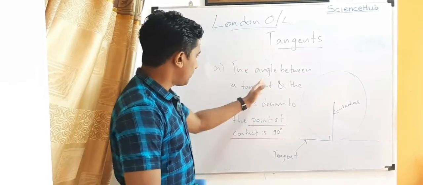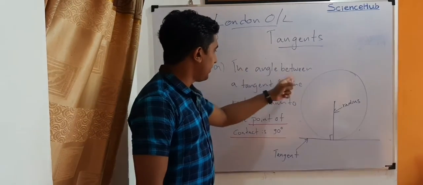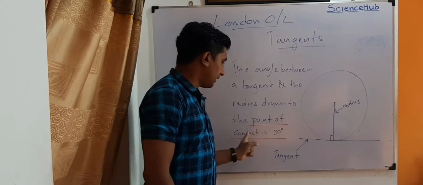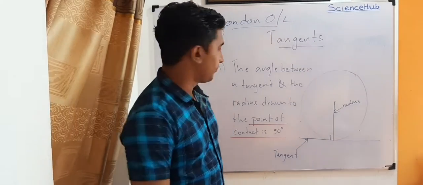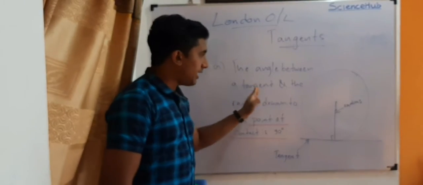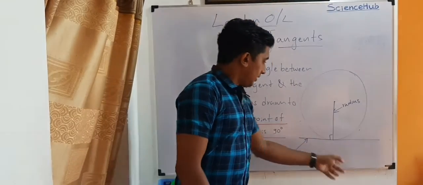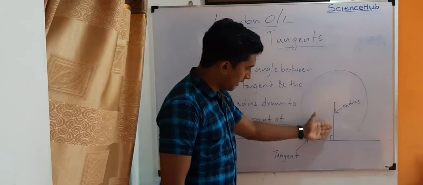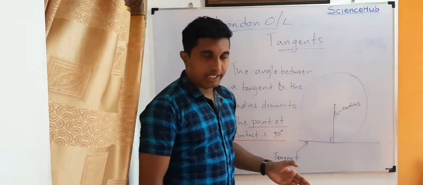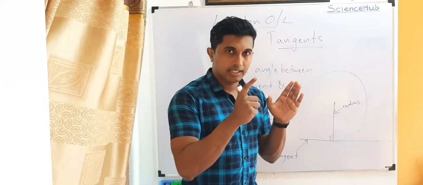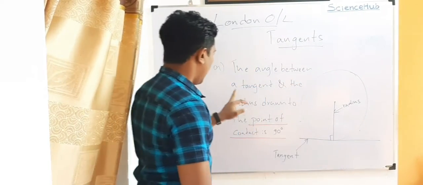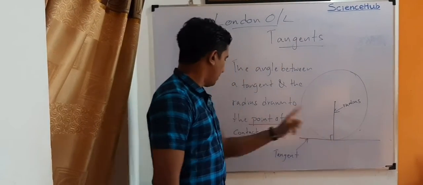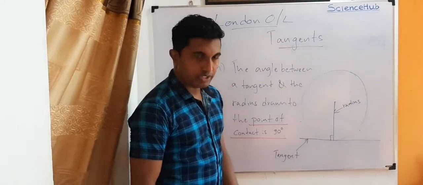Now this is the first one. The angle between a tangent and the radius drawn to the point of contact is 90 degrees. The angle between a tangent and the radius. This one is the tangent, and this is the radius. The angle between a tangent and the radius drawn to the point of contact is 90.